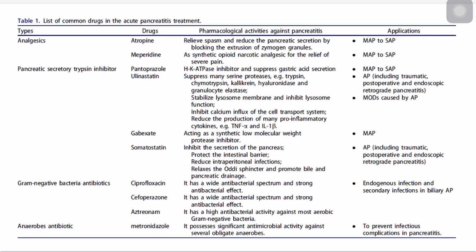intraperitoneal infection. And also we can use gram-negative bacterial antibiotics like ciprofloxacin, because it is a good antibacterial to prevent infection, and cefoperazone is also used, or aztreonam, we can also use aztreonam. And the last one, you can use an anaerobic antibiotic like metronidazole for the anaerobic microbes in the GI tract.